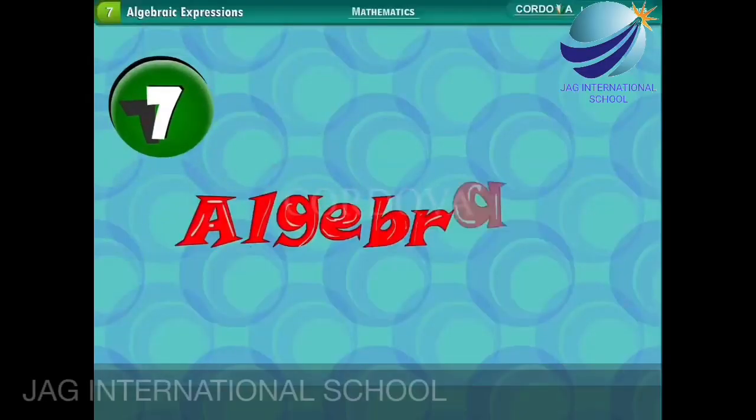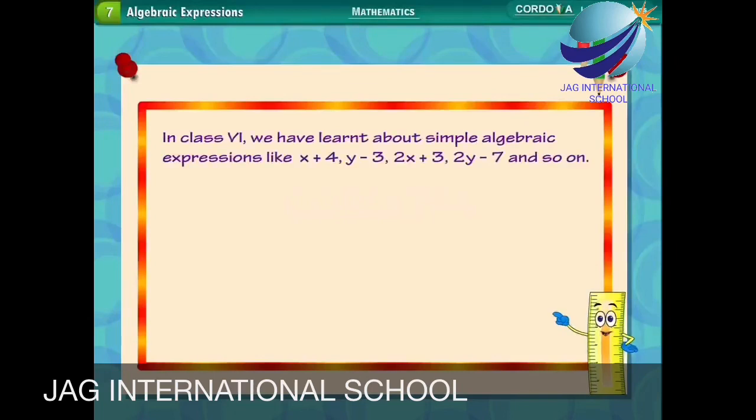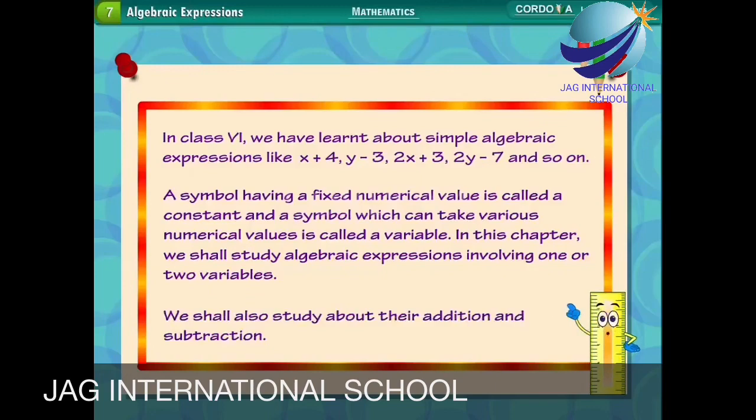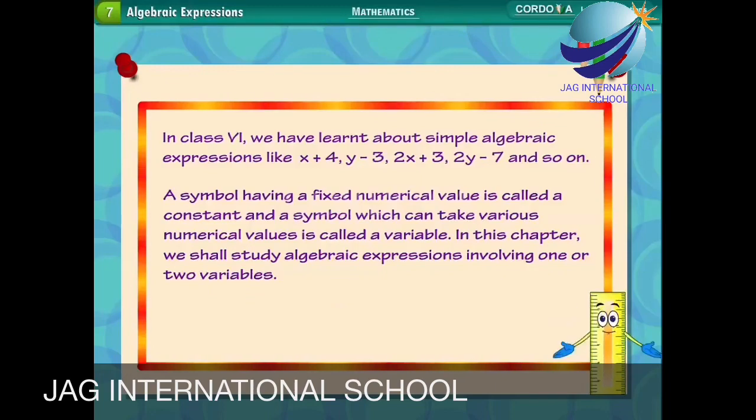Class 7. Algebraic expressions. In Class 6, we have learnt about simple algebraic expressions like x plus 4, y minus 3, 2x plus 3, 2y minus 7 and so on. A symbol having a fixed numerical value is called a constant, and a symbol which can take various numerical values is called a variable. In this chapter, we shall study algebraic expressions involving one or two variables. We shall also study about their addition and subtraction.